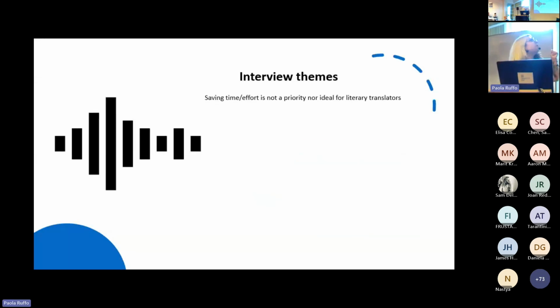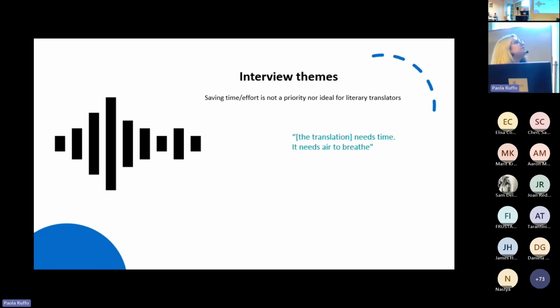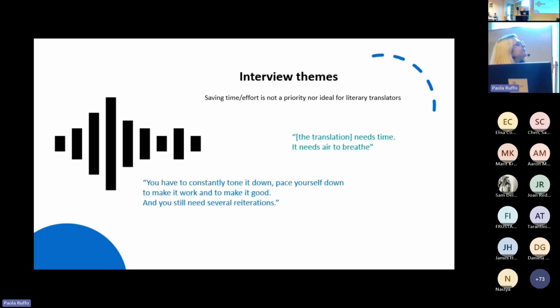Then another theme that came up was that saving time and saving effort is not really a priority nor ideal for literary translation. It's not something we should aspire to, which is in line with, for example, the slow translation manifesto that we've seen before. One participant told me the translation needs time and air to breathe, or you have to constantly tone it down, pace yourself to make it work and make it good. And you still need several reiterations.